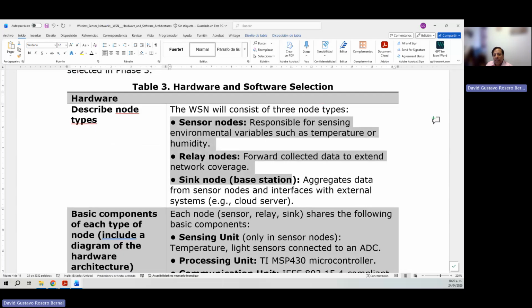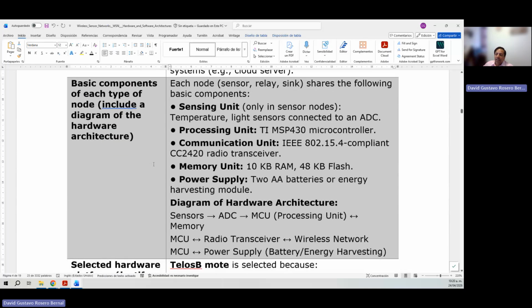The relay nodes, these nodes extend the coverage of the network by forwarding data packets from sensor nodes toward the sink. And the sink node or base station, this is the most powerful node. It collects all the data from the network and interfaces with external systems, such as cloud databases or data analysis servers. These are the basic components for each type of node.